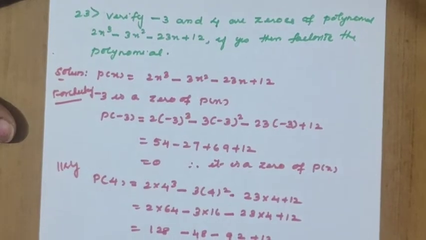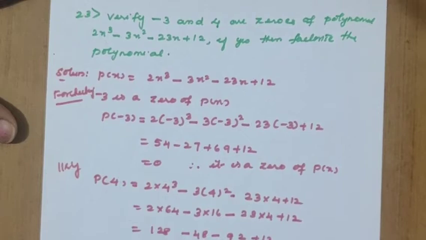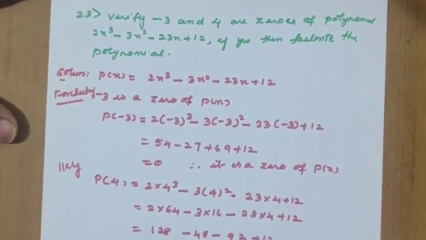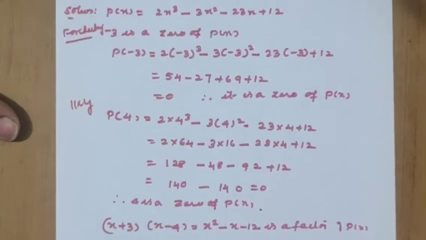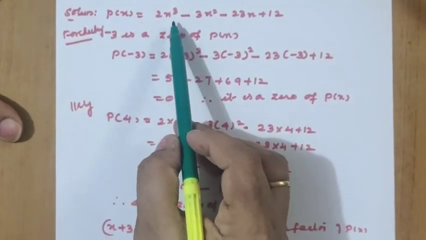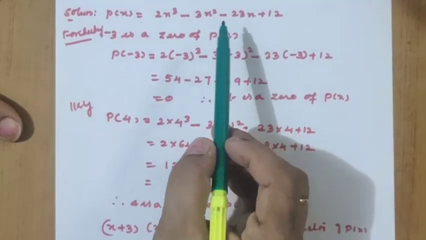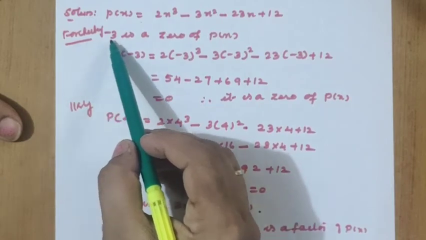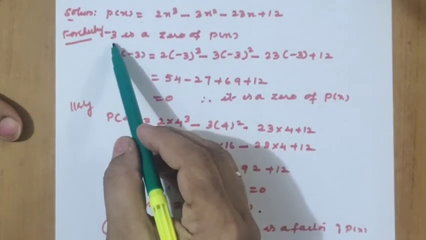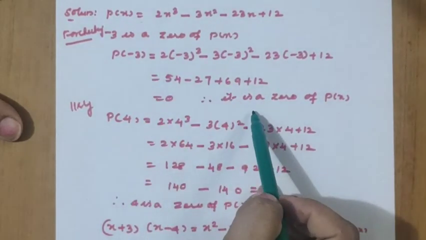Question number 23. Verify minus 3 and 4 are zeros of the polynomial 2x cube minus 3x square minus 23x plus 12. If yes, then factorize the polynomial. So what is the first step? P of x to be written correctly. So P of x equal to 2x cube minus 3x square minus 23x plus 12. Now what is the question asked? We must check minus 3 and 4 are the zeros. So if minus 3 is a zero of P of x, what we should get? P of minus 3 equal to 0.